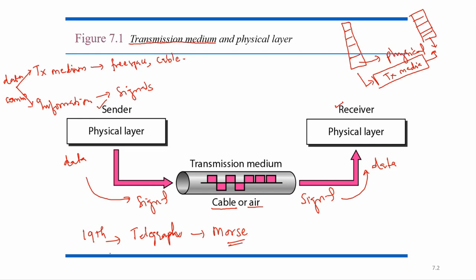After the telegraph, in 1869, the telephone was discovered. With this, a person could send their voice over a long distance with the help of the telephone system.